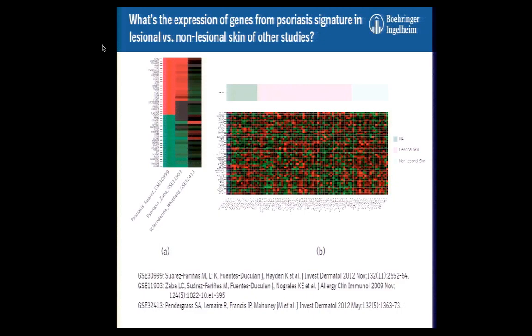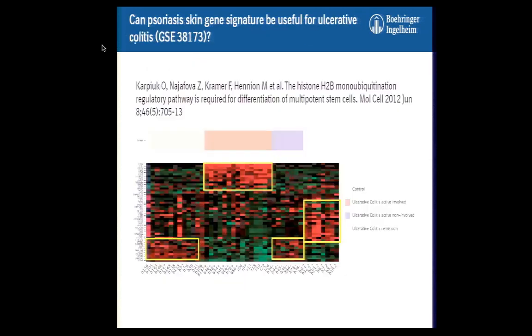And the last study we did, we wanted to see how this signature derived from psoriasis lesional, non-lesional skin has any expression pattern in other tissue types. So we got this ulcerative colitis study with intestinal epithelium. Again, it's the same signature from that psoriasis study, and again, it was a very nice study. It has the active ulcerative colitis samples, control, then non-active samples, which do not have any lesions, and then the ulcerative colitis with remission.